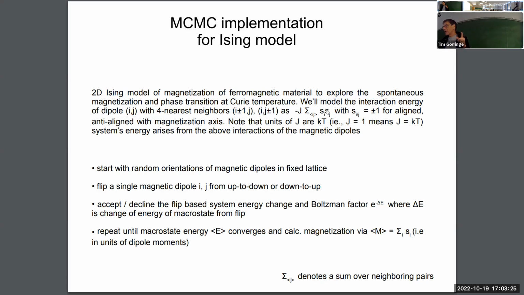So what am I saying here? I've got a sum, and that sum is over the nearest neighbor pairs, so that's a sum over 4 pairs. I've got a product, S_i S_j. S_i and S_j are either +1 or -1, depending on whether they're up or down. So that product is just going to be a +1 or a -1, depending on whether they're aligned or anti-aligned. If they're aligned, it's 1. If they're anti-aligned, it's -1.